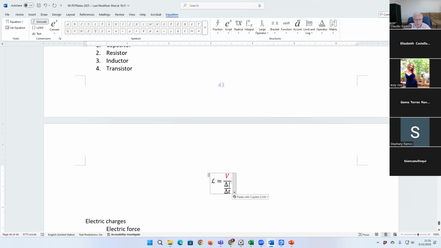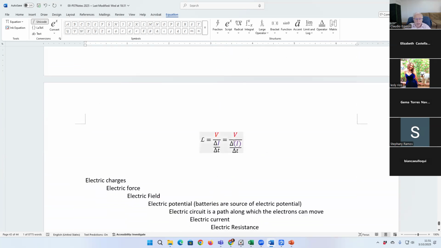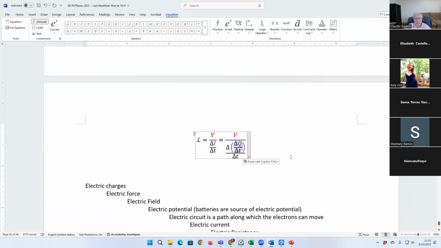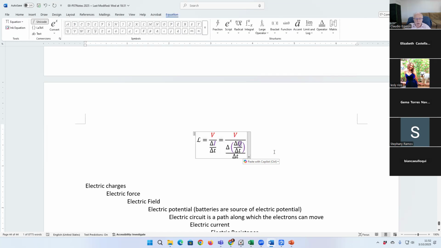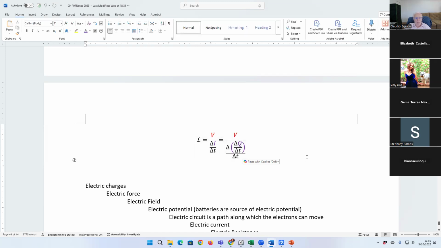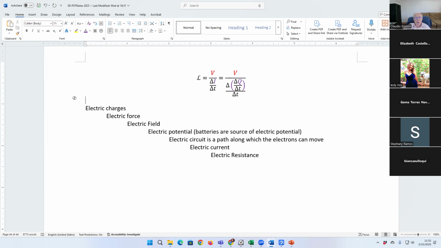You see the pattern that we're getting here is a delta of a delta. Delta Q over delta T. Okay? Directly proportional to V, inversely proportional to Q. Okay? So that's the next device, next important device, electric resistance.